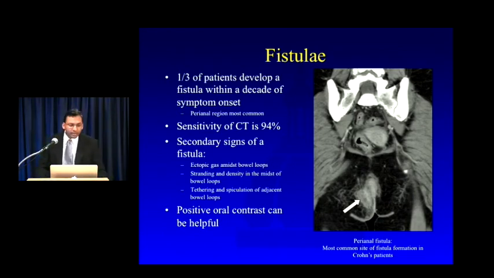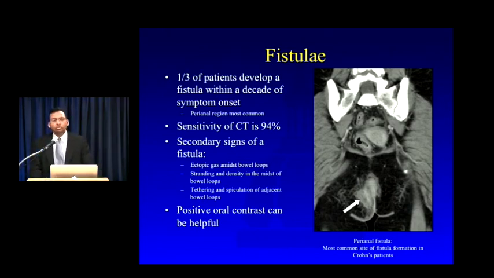But CT is probably as good as it gets in terms of identifying other fistula in the abdominal or pelvic cavity, and so you may see small bowel to small bowel fistula, small bowel to colonic fistula. You may see sinus tracts, and in some cases you may actually see a discrete fistulous tract, but you should always be on the lookout for secondary signs of a fistula, even if you don't see the tract itself.